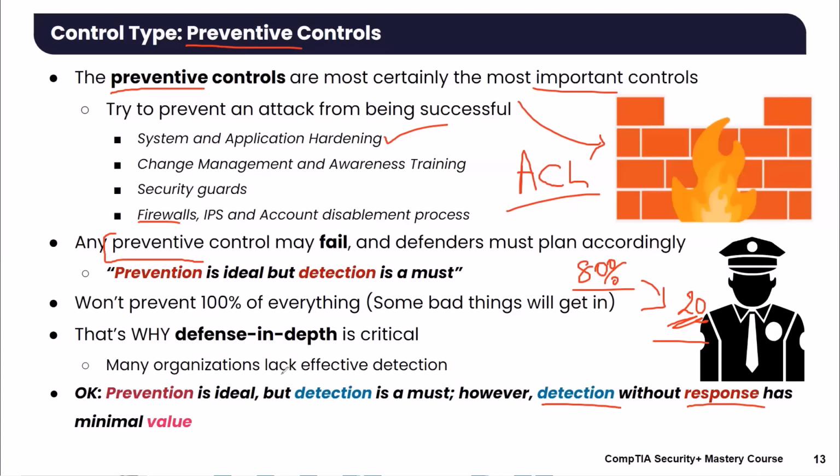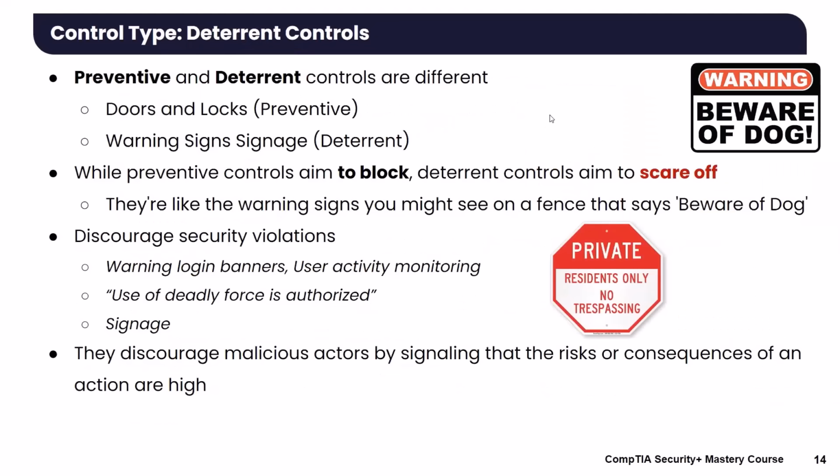Remember, many organizations lack effective detection. They focus primarily on preventative controls. The type we have is deterrent. We're trying to deter someone. So remember, prevention and deterrent controls are different. Most people try to use them interchangeably, right? Deterrent is trying to discourage someone. Preventative is trying to prevent something from happening, right?